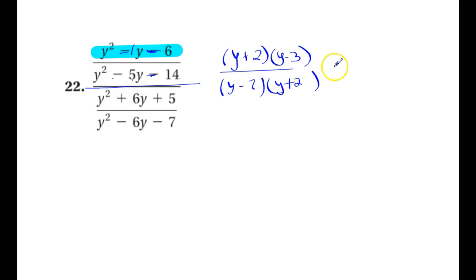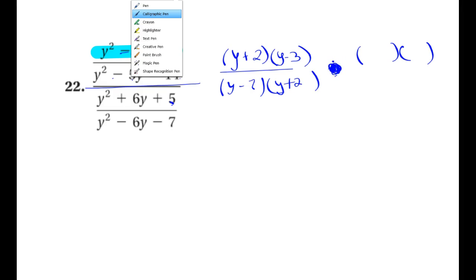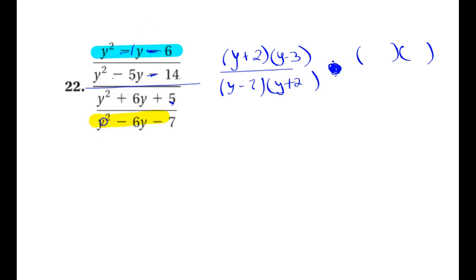I'm going to hit divided by factors of 5. Well, can I save a step? Let's hit times, and then we're going to put this denominator in the numerator, so I don't have to rewrite it. So factors of 7 that differ by 6 are 7 and 1. Signs are different. The larger term is negative, y minus, y plus.